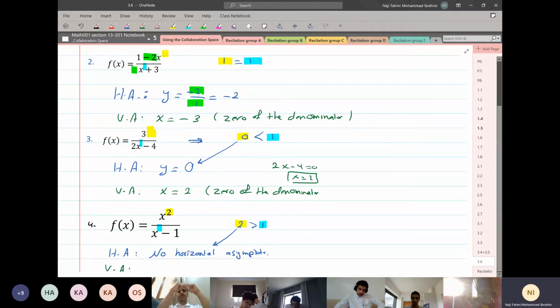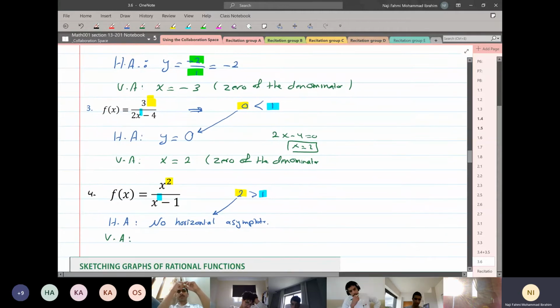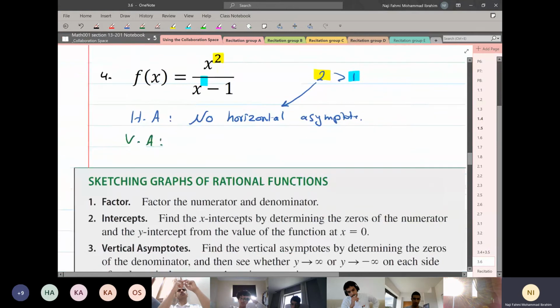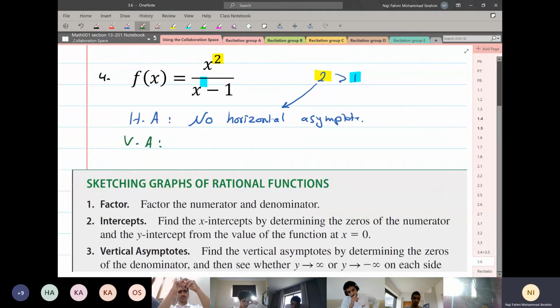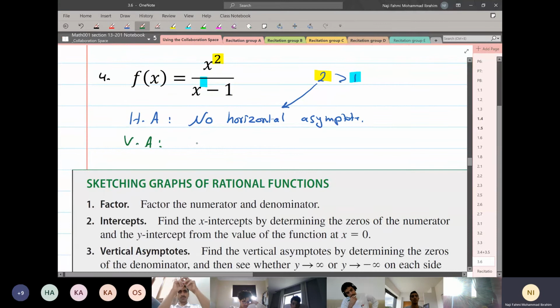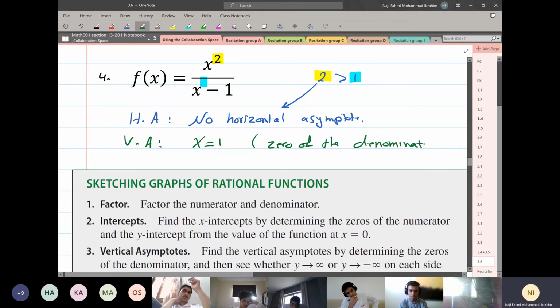But regarding the vertical asymptote, it's always the zeros of the denominator. Can you tell us what is the vertical asymptote in number 4? Yes, 1. No, you have to say x equals 1. Again, which is what now? The zero of the denominator. Okay.